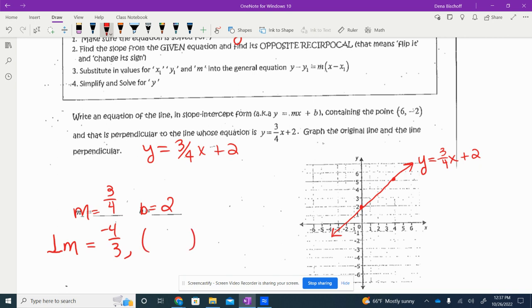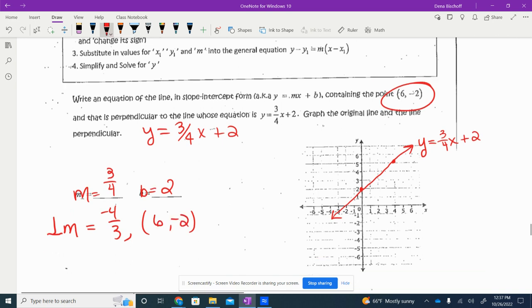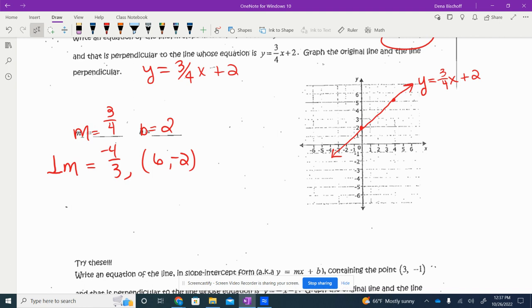What point are we passing through? Daniel, what point are we passing through? Okay, you guys got this. So, Brody, can you write an equation in point slope form with that given perpendicular slope and the point? Y plus 2 equals -4/3 and x minus 6. Perfect. We got this.